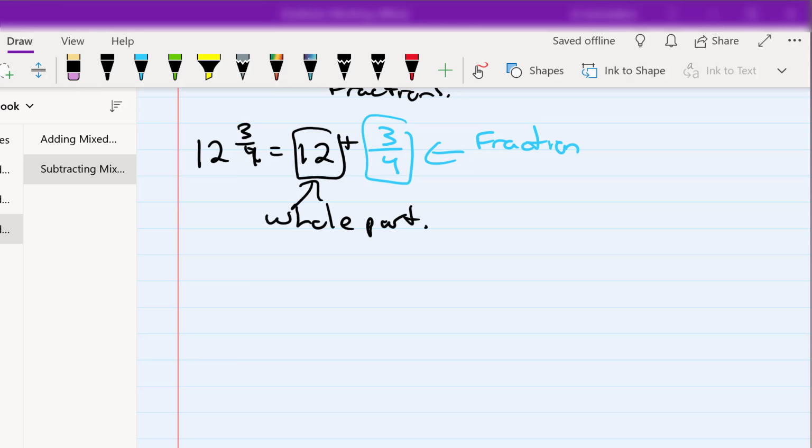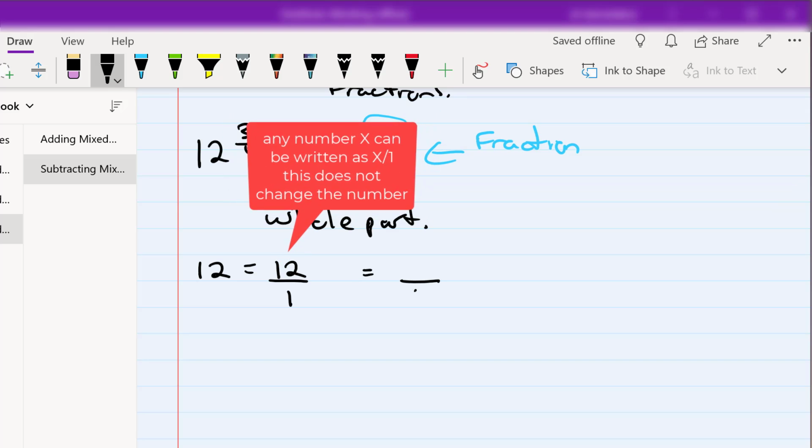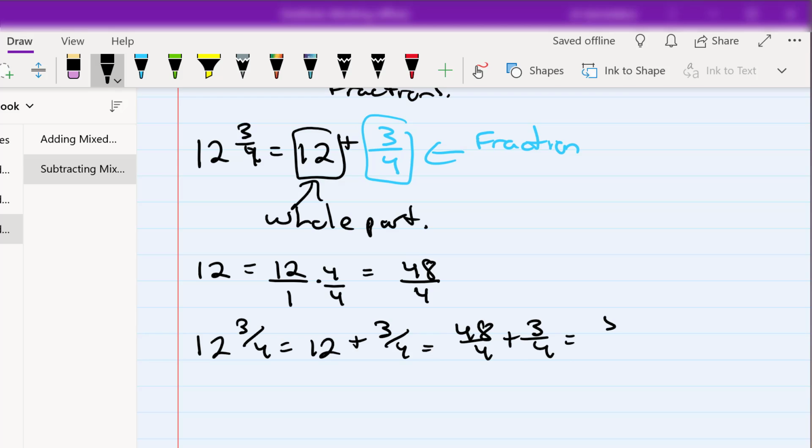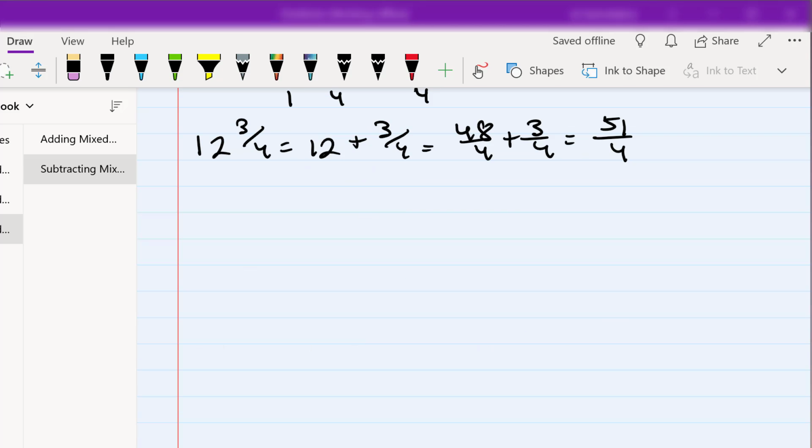So the trick now is to convert 12 into a fraction. So 12 can be written as 12 over 1, but we need to write it as something over 4 so that we can add it to 3/4. So if we multiply the top and bottom by 4, we get 48. So 12 3/4, which is 12 plus 3/4, is really 48 over 4 plus 3/4, which is 51 over 4.